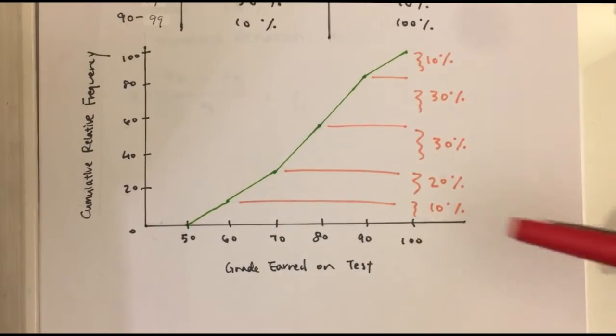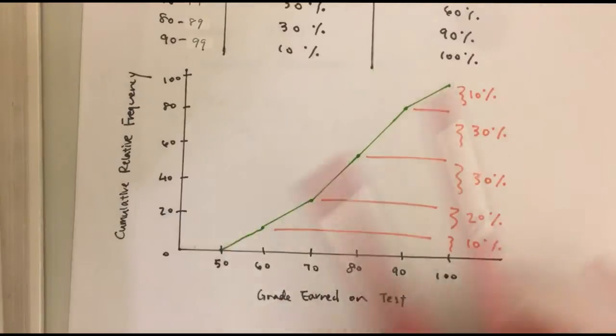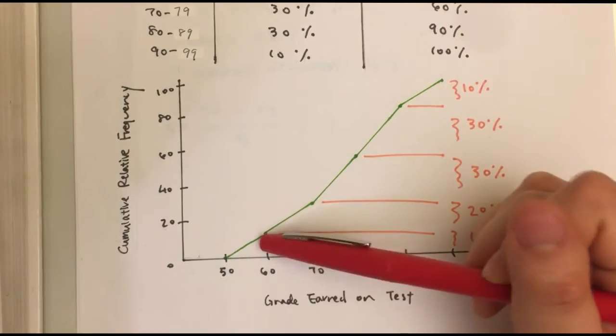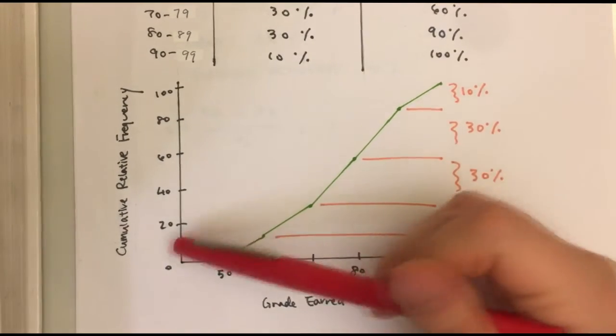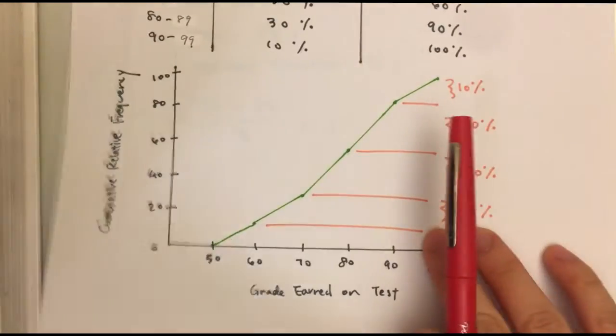On the x-axis, you place your quantitative variable. In this case, it's the grade earned on a test. And on the y-axis, you place your cumulative relative frequency. So for example, for 60% on a test, you would be in the 10th percentile, 70, you would be in the 30th percentile, and so on and so forth.